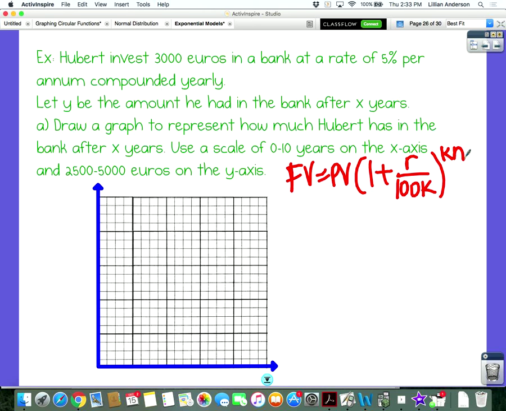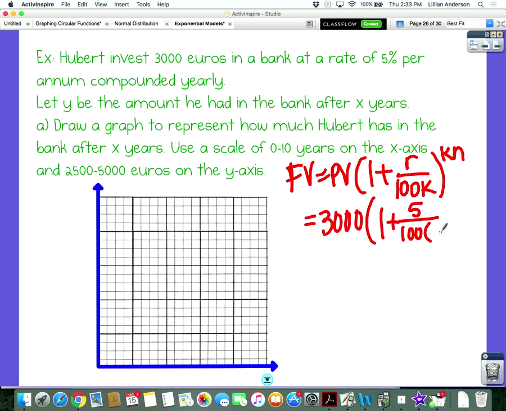Future value, which we don't know here, but we do know our present value. What's our present value? 3,000. That's how much we started with. 1 plus, what was R? It was your rate. What's our rate here? 5%. What did K stand for?